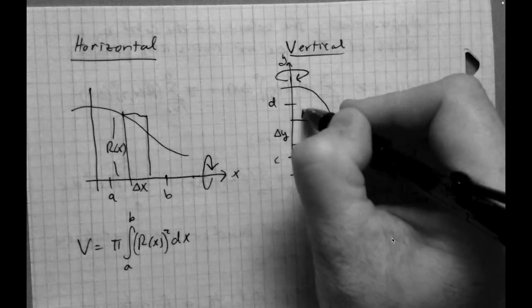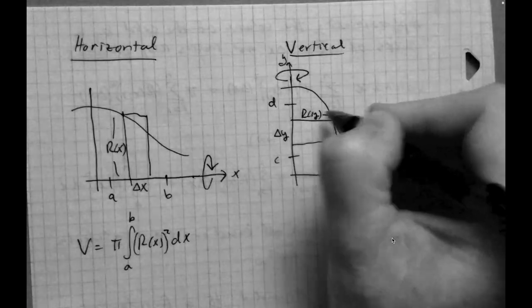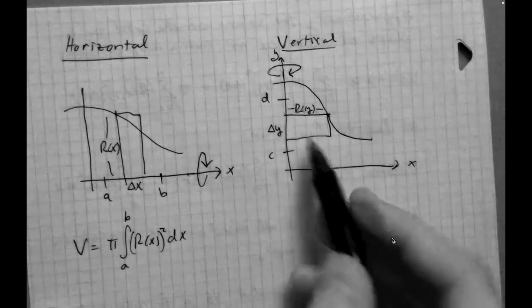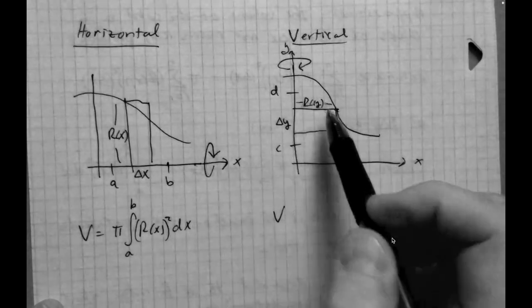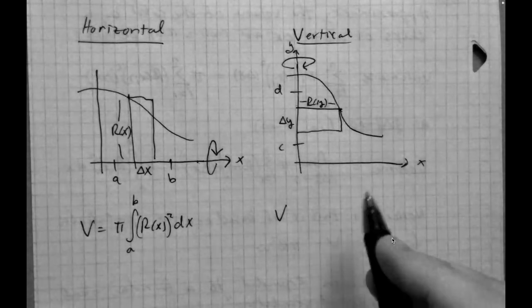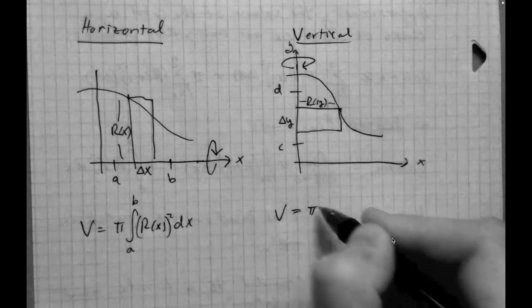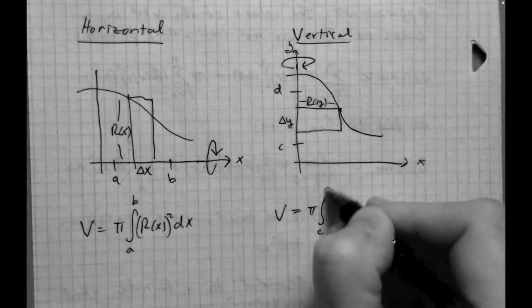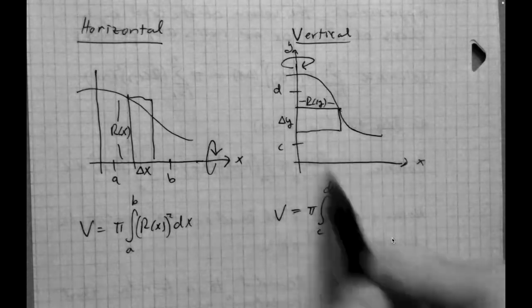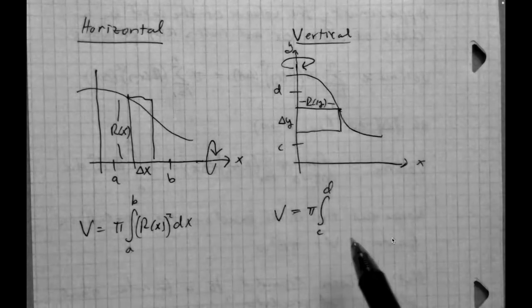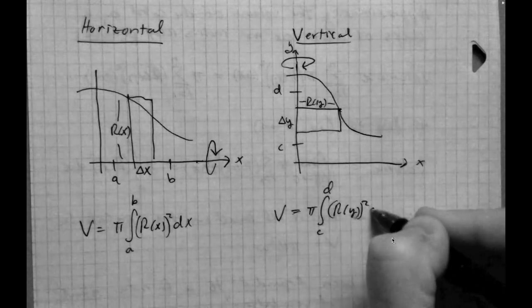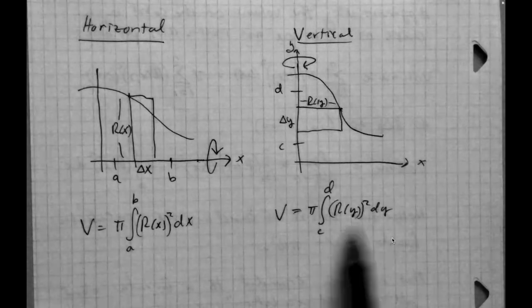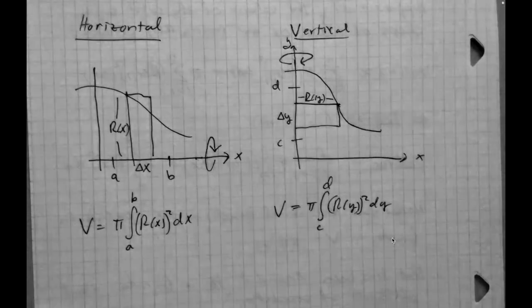And this would be an r of y, a function of y, rather than a function of x. And so that's why we have a different formula for the vertical axis of revolution. It's pretty much the same, you're just reorienting given the change in the axis. So here it's a function of y, and you're integrating, of course, across the y-axis.